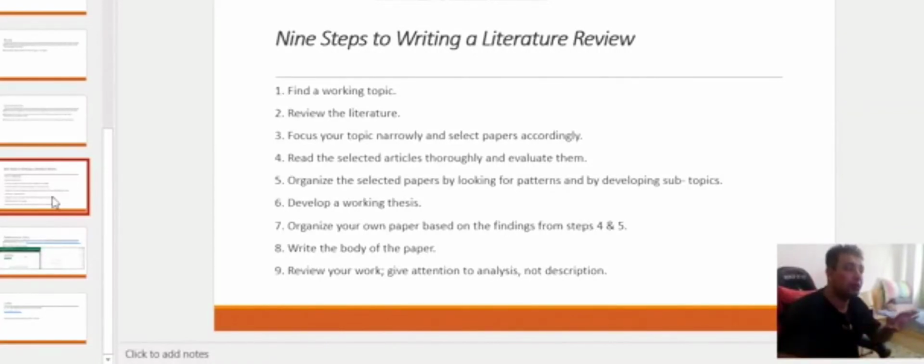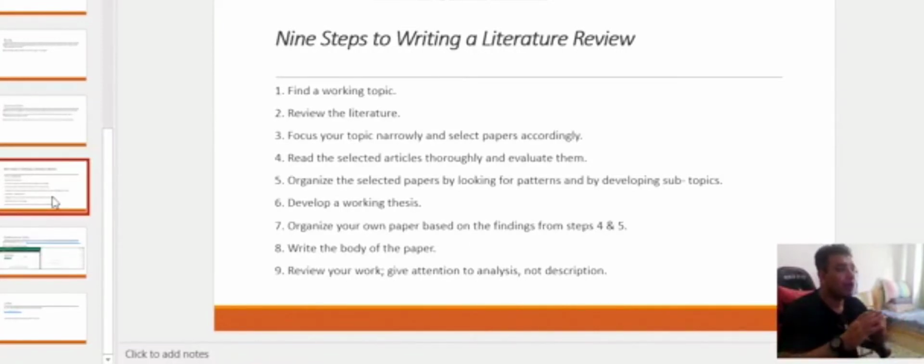Organize the selected papers by looking for patterns and by developing subtopics. Develop a working thesis. After you understand what is going on in the literature, you can develop your working thesis. After that, organize your own paper based on the findings from steps 4 and 5, which we read above, and write the body of the paper. Review your work, and give attention to analysis, not description.